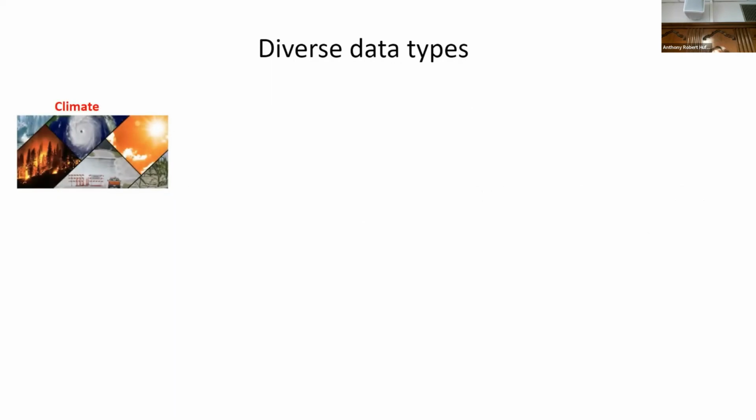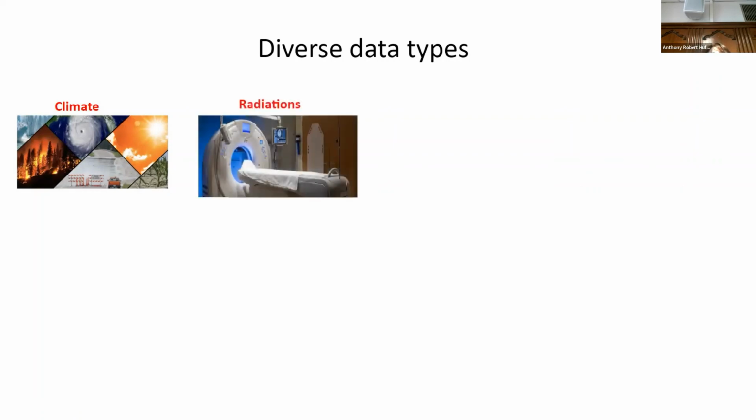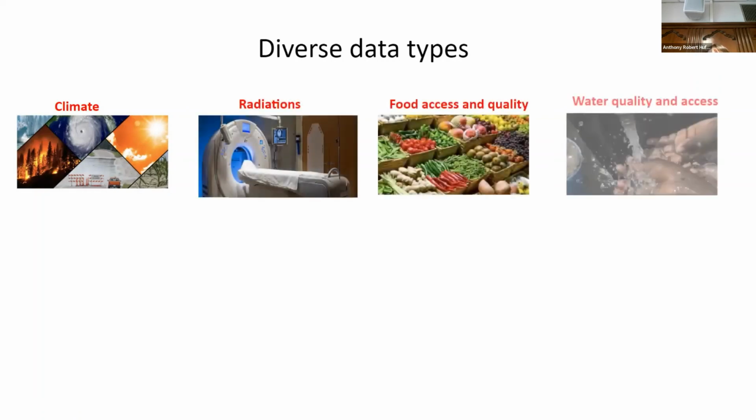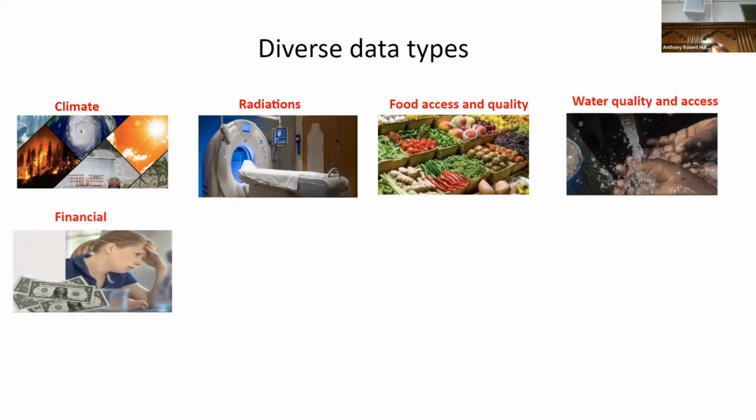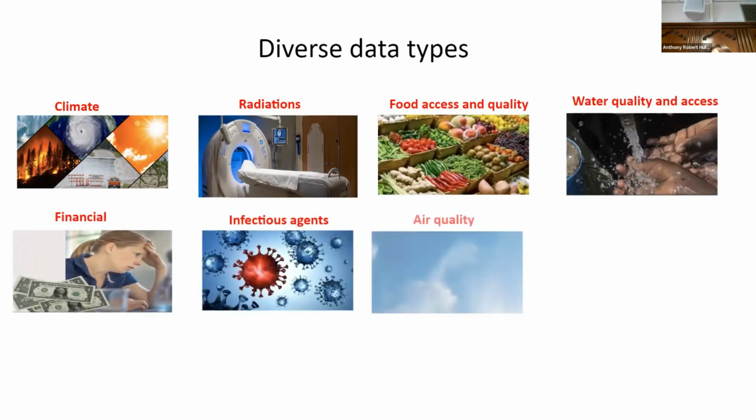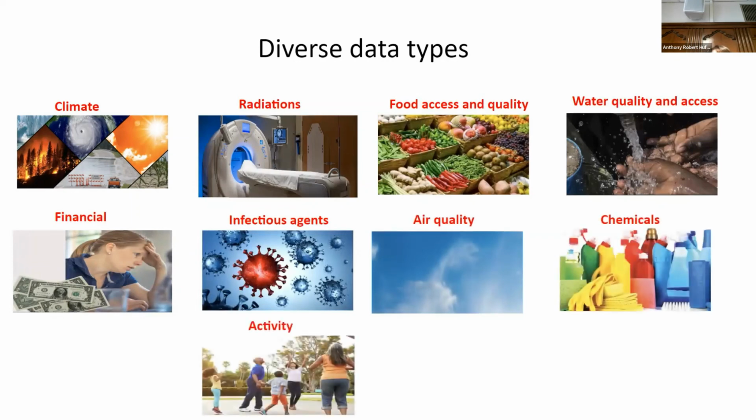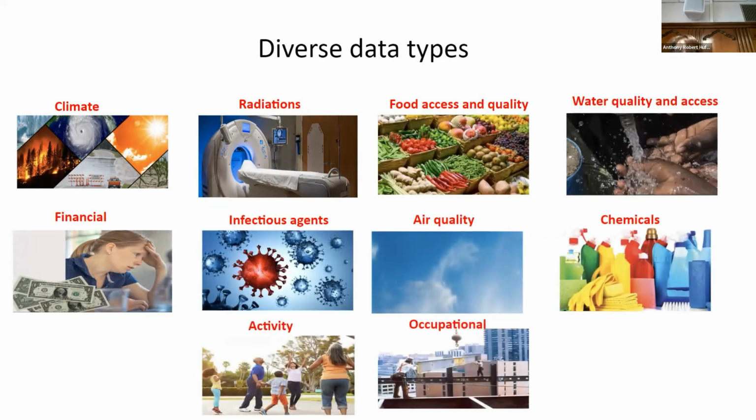so data about climate, radiation, food access and quality, water quality and access, financial, infectious agents, air quality, chemical activity, and occupational. And I'm sure I left something out. So it really is a wide domain that environmental health covers. And as you can imagine, each of these domains has its own way to collect the data and to annotate the data with very specific language.